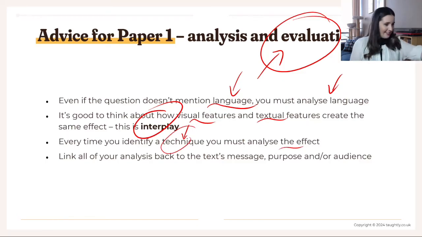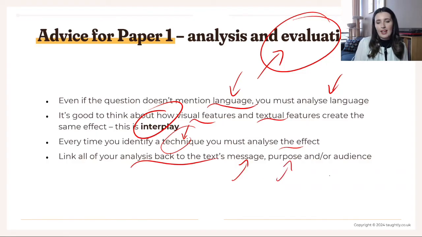Otherwise, you're just like, here is a simile, and here is an oxymoron, and here is use of ethos. Cool, but why has it been used? What is the effect? How does that persuade the audience to do whatever the purpose is, right? And you must link all of your analysis back to what you believe the text's main message, purpose, and/or audience are.